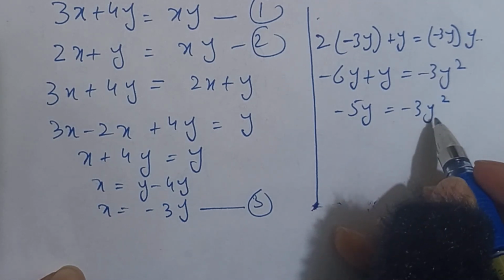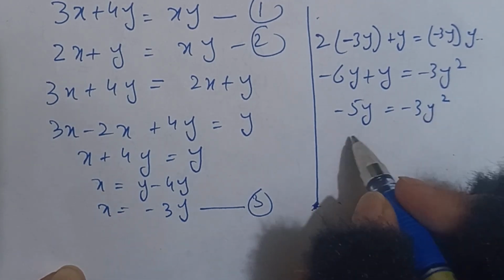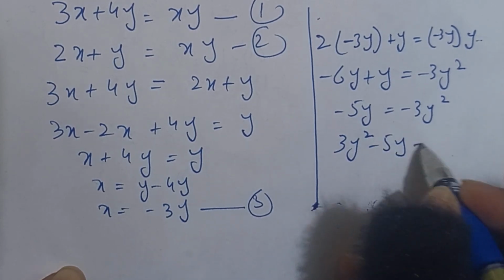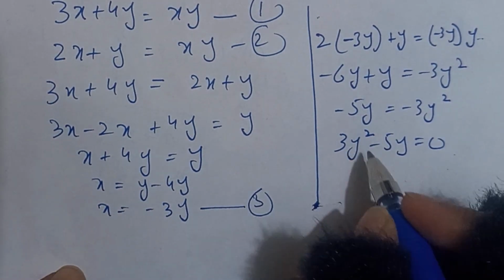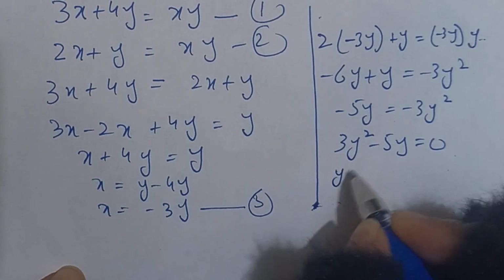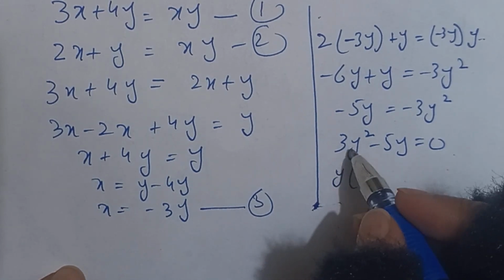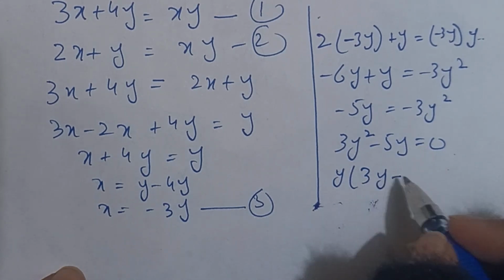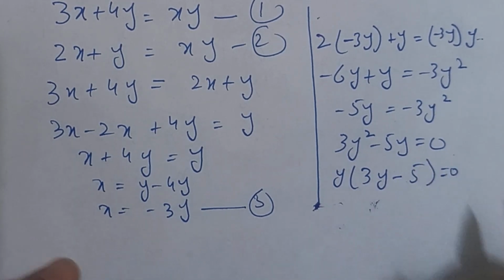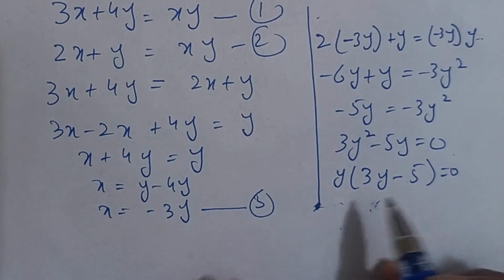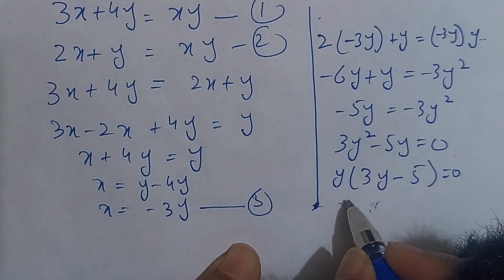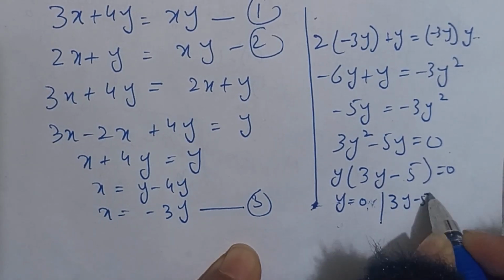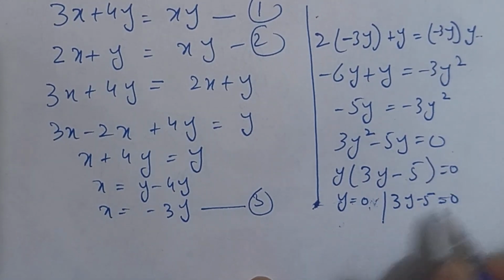In the next step, if we add 3y square on both sides, then we get 3y square minus 5y is equal to 0. And y is involved in these two terms, so we take it common. If we divide 3y square by y, then we get 3y, and if we divide 5y by y, then we get 5, it's equal to 0. So this implies one of them must be equal to 0. So y is equal to 0, or 3y minus 5 is equal to 0.